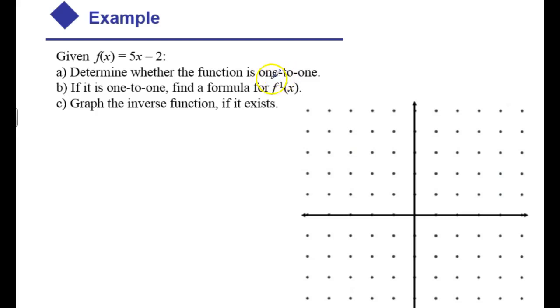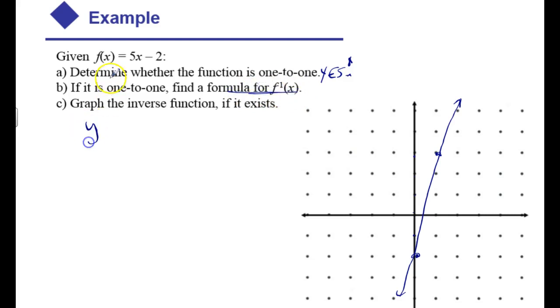So determine whether it's a one-to-one function. Well, this is going to be a line, starting at -2, rise 1, 2, 3, 4, 5, run 1. So the inverse of this, we can just check really quick. You bet it passes the vertical line test. It also passes the horizontal. So determine whether it's a one-to-one. Yes, that means not only does the vertical line test pass, but the horizontal line test passes. If it is a one-to-one, find the formula for the inverse.